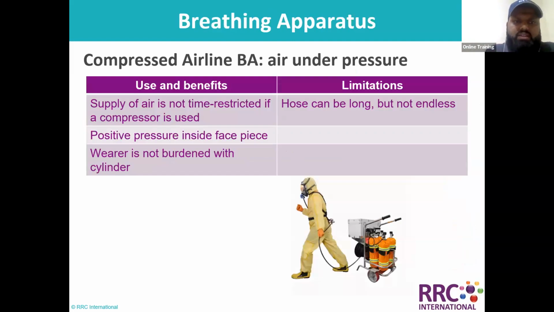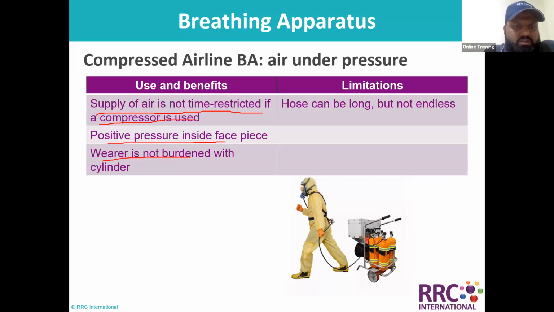Next is a compressed airline, what we call SABA, supplied air breathing apparatus. What are the use and benefits? The supply of air is not time restricted if a compressor is used. Usually we are using the compressor. And even if we don't use the compressor, we have huge cylinders or a series of cylinders where you can have breathing air for up to 8 or 9 hours. Usually, in case the compressor fails, you still have enough time, as well as a 5 minute escape unit installed along with it. That is mandatory, by the way, to use with this one. It already has positive pressure inside the face piece.